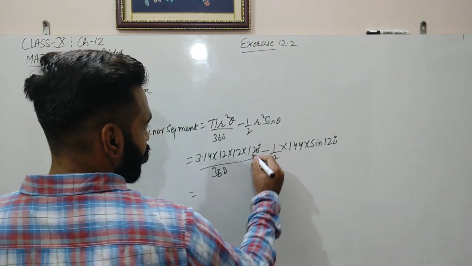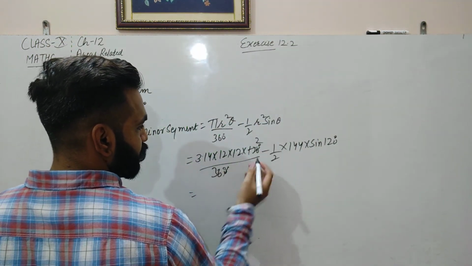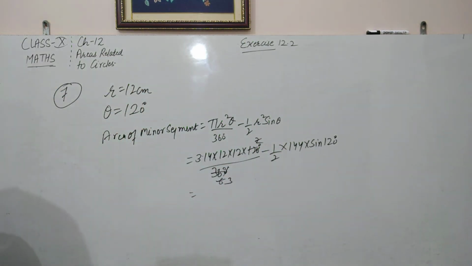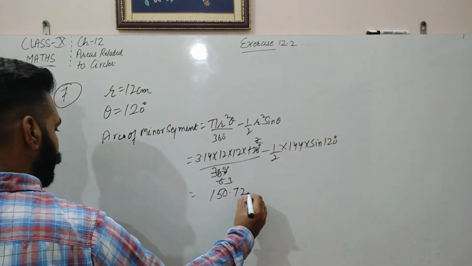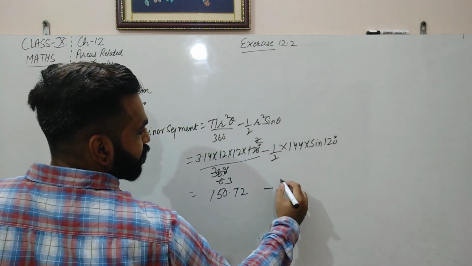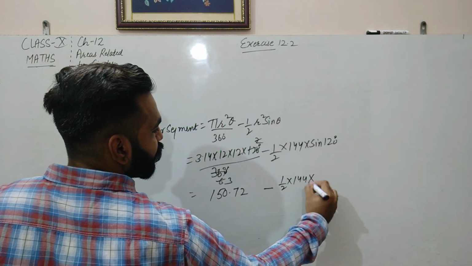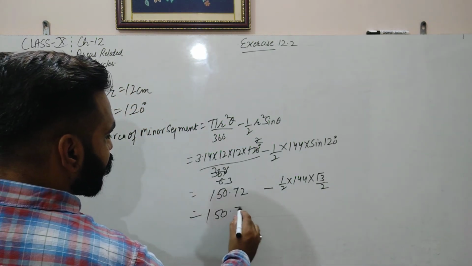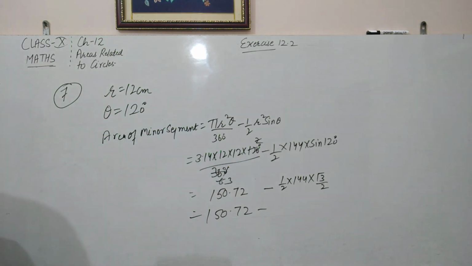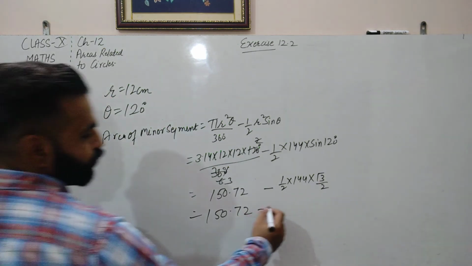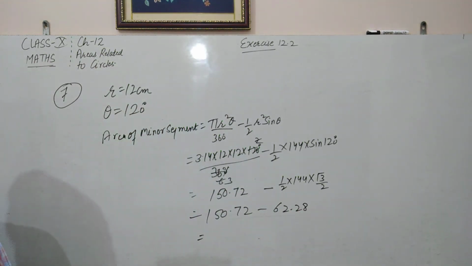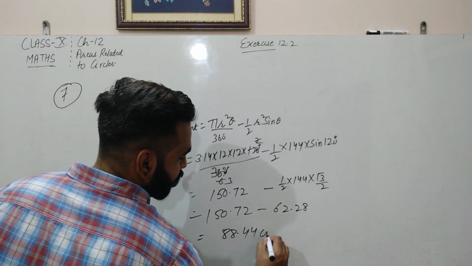So this will be 2 by 6, 3. So after evaluating, sine 120 is root 3 by 2. So this part will be 150.72 minus this will be half 144 into root 3 by 2, and root 3 is 1.73. So this will be 150.72 minus this part is 62.28. So after subtracting, the final answer will be 88.44 centimeter square.